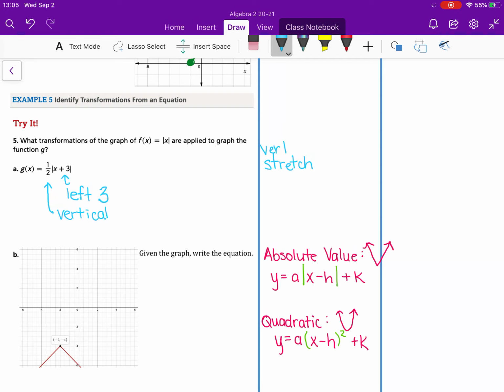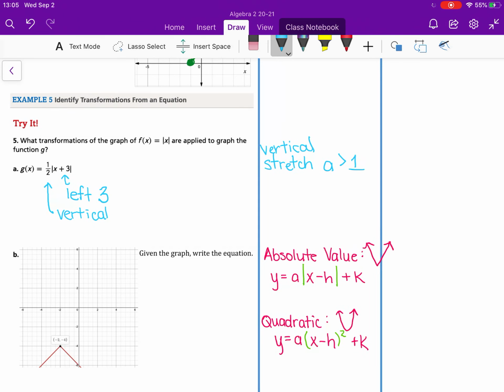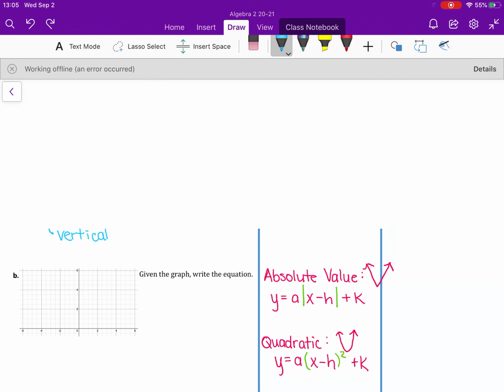So a vertical stretch happens when the number out front, so we'll call it A, is greater than 1. And the positive or negative does not matter. So if you want the proper usage there, we're going to say the absolute value of A is greater than 1. So it could be -2, it could be -3, it could be 3. And what that means is it's going to make the graph skinny. But notice this is a fraction. When it is a fraction, it is called compression.